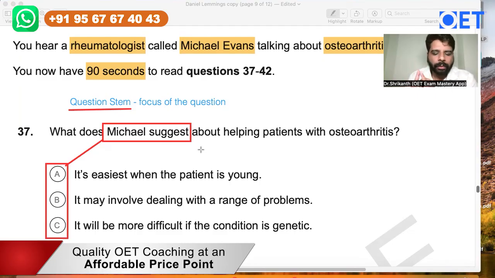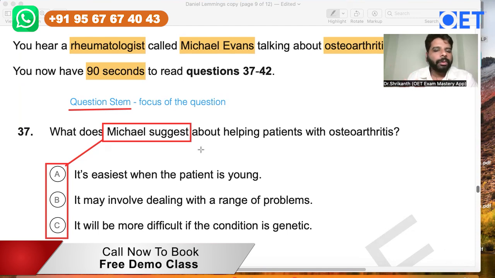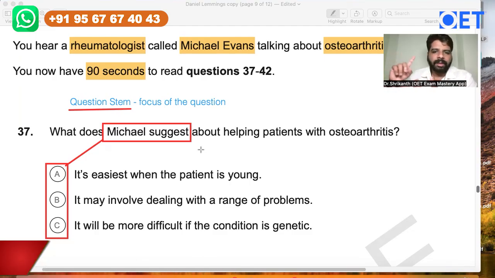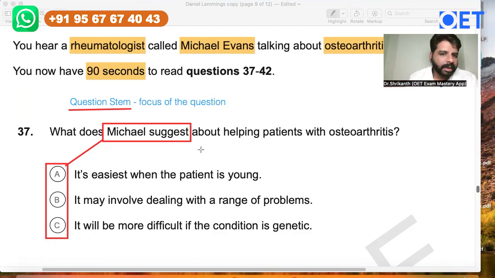You don't have to know what osteoarthritis is. You don't want to know what causes it, or what the risk factors are. You don't even want to know the complications. Complications, risk factors, etiology, epidemiology, population impacts, all of that is nothing important to us. Here, what is the rheumatologist suggesting on helping people with osteoarthritis? That is the only duty.